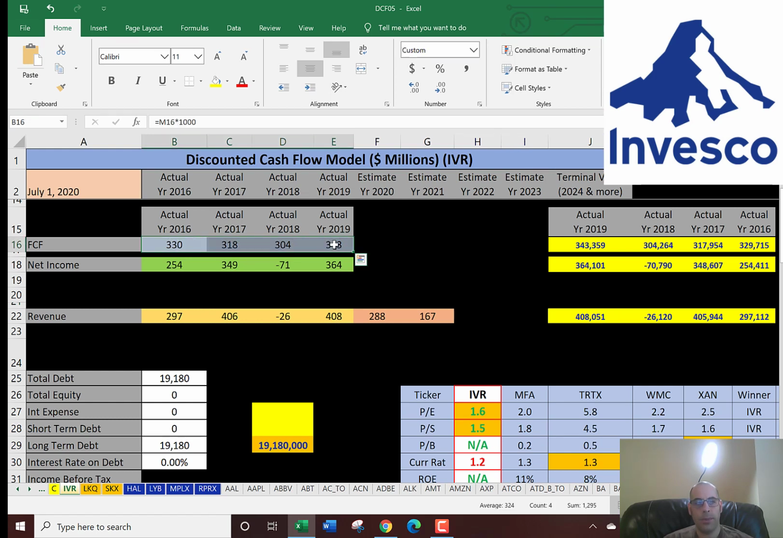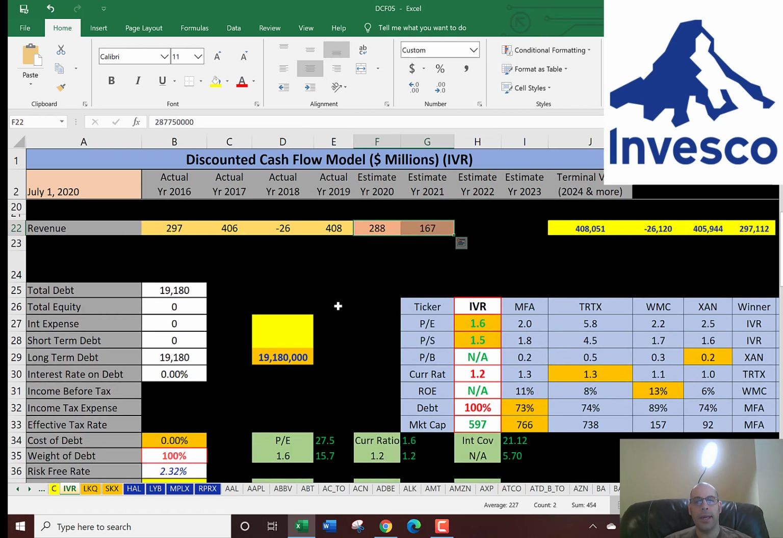Free cash flow looks pretty good. They do have a negative net income and negative revenue in 2018. Not sure how that could happen, but hopefully that doesn't screw up the numbers too much. Now let's look at that capital structure.